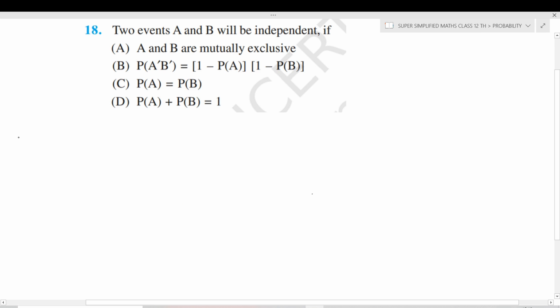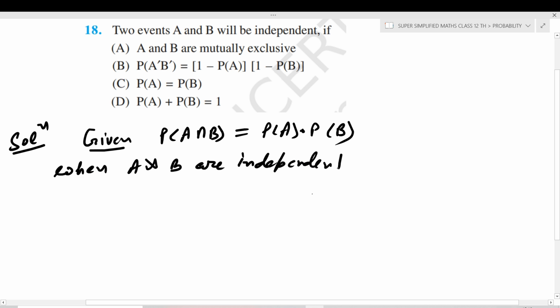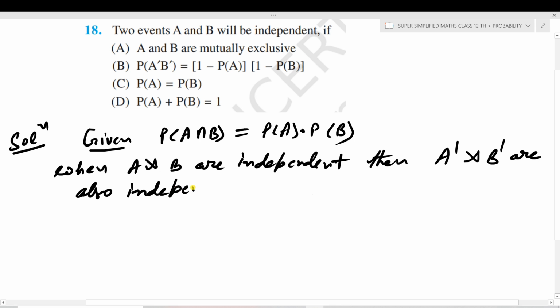Now we have question number 18. It is an MCQ. Two events A and B are independent. So it is given to you that A and B are independent. So probability of A intersection B should be equal to probability of A into probability of B. But there is a result that when A and B are independent, then A complement and B complement are also independent. So we get a result from this.